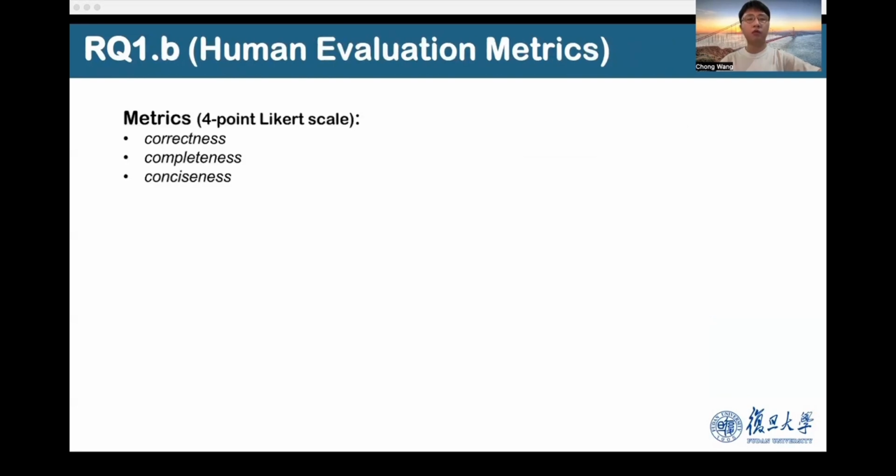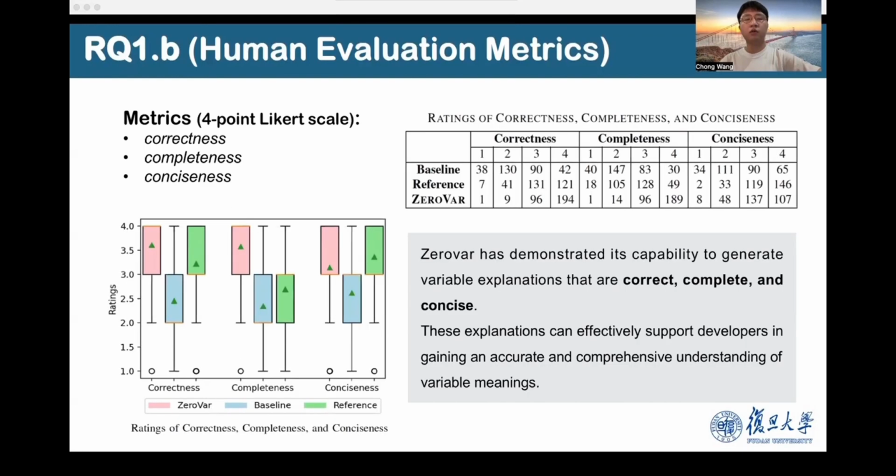In RQ1B, we use a 4-point Likert scale in terms of correctness, completeness, and conciseness as the human metrics. The results show that the generated explanations get higher scores on these three human metrics.